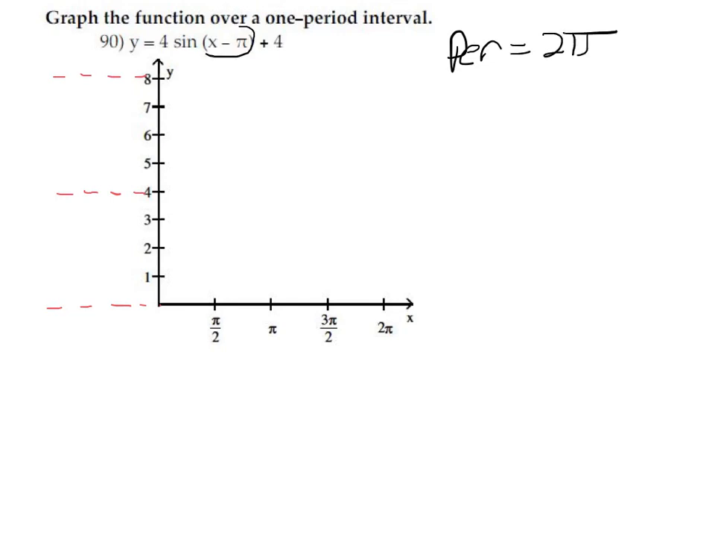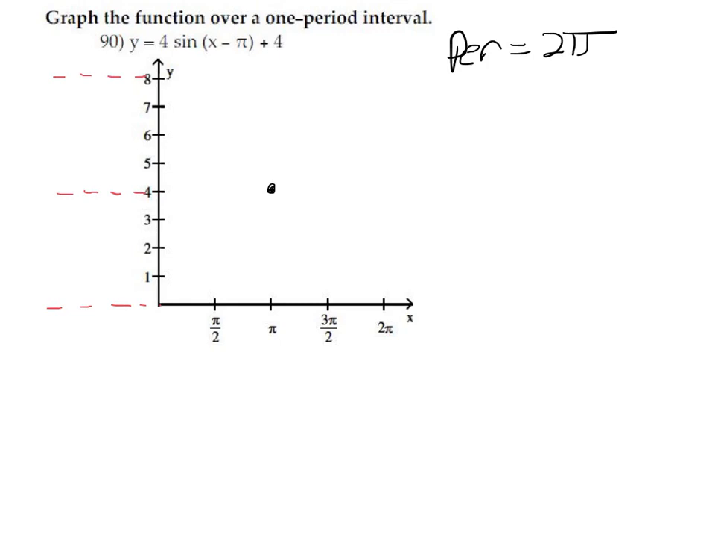The minus pi, there we go. The minus pi tells me we're moving to the right pi. Normally the sine wave would start at the center of the alternation and go up. In this case it's going to start at 4, but we're to the right pi, so we're going to start right here. So our first dot is here.